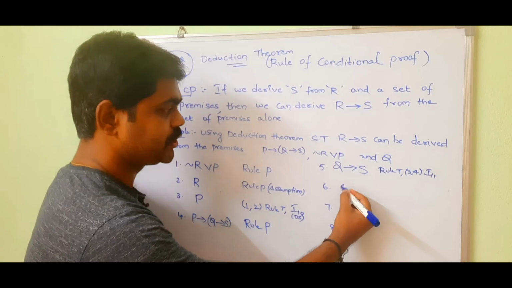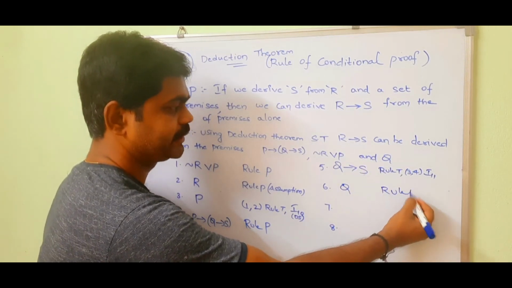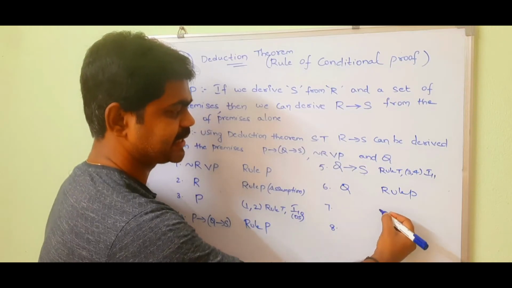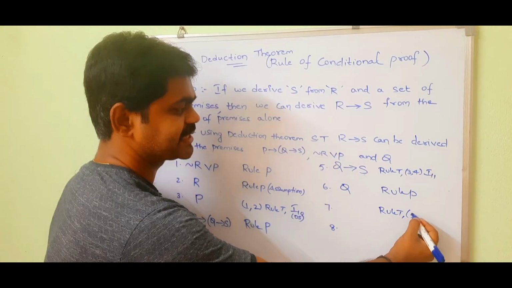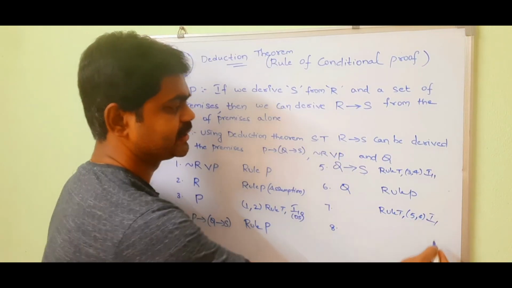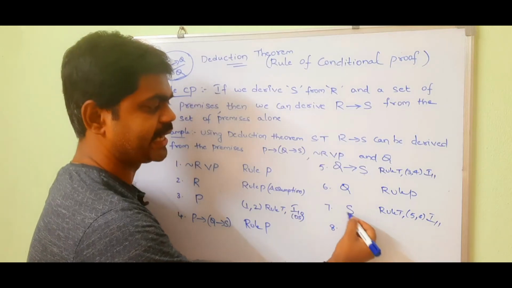Now use Q. We already have Q, so rule P. Next is rule T, 5, 6 and I11 again. What is I11? If you have Q and Q → S, we will get S.